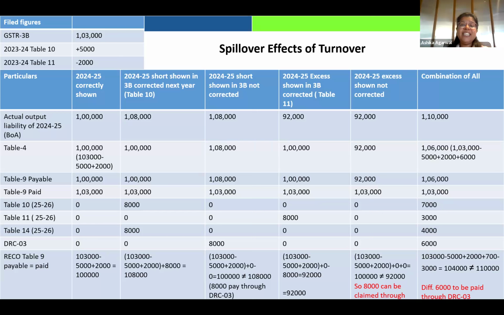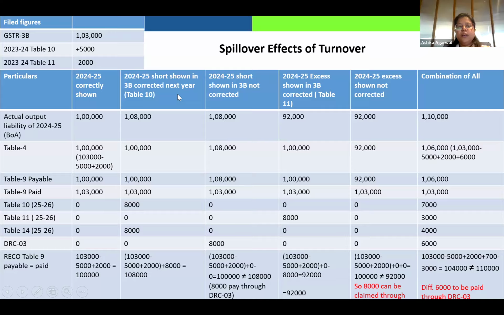But if 9C is applicable to you, in table 9, where we report our liability rate-wise, over there also it will be 1 lakh and 1 lakh. But in the reason box, you can specify that you have paid 1 lakh 3 thousand through 3B, out of which 3,000 belongs to last year's liability, as a disclosure, though there will be no reconciliation difference.